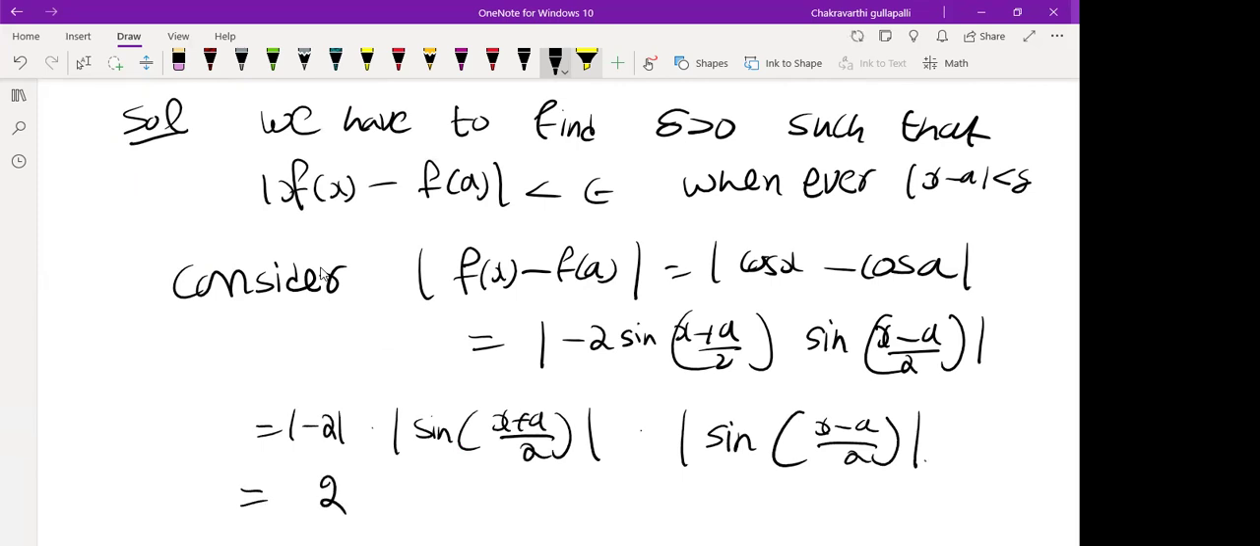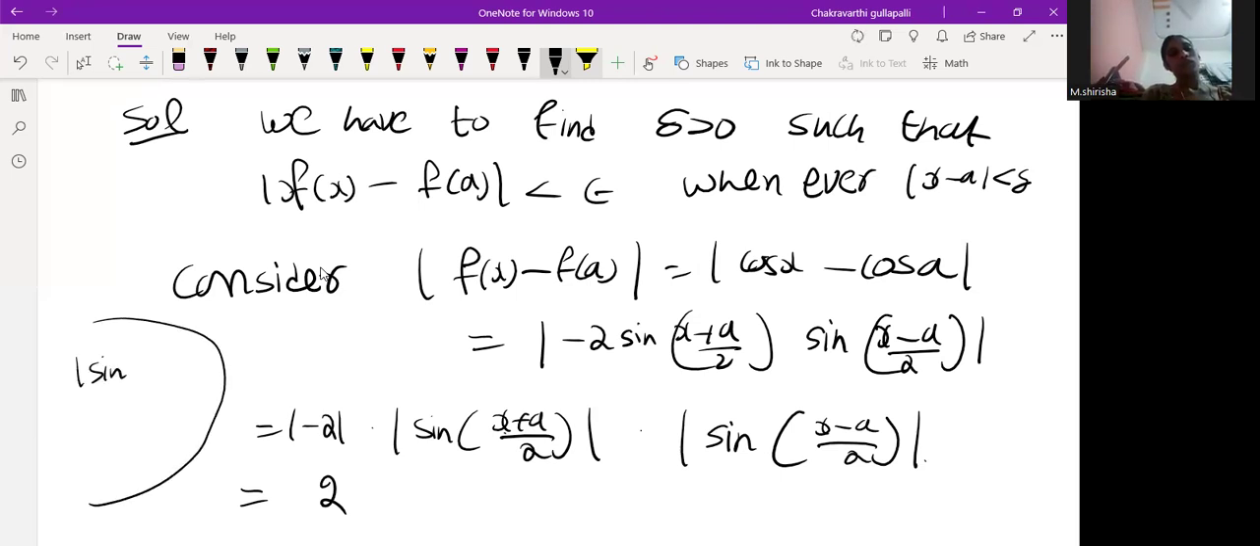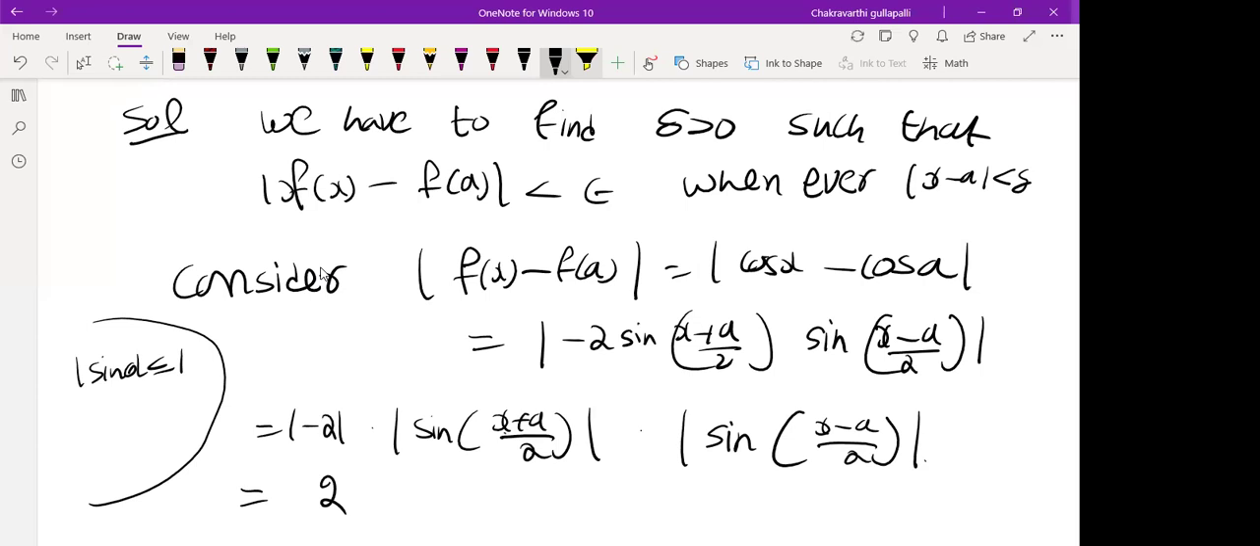Now, sin theta has got two values. If the inside angle is small, two cases are there for sin. Mod sin theta is less than or equal to 1 for all theta. If theta is small, then sin theta is equal to theta. So when you look at it, (x minus a)/2 is small. How do you know? |x minus a| is less than delta, and delta is small. This is still smaller than delta. So if x minus a is small, then (x minus a)/2 is still small. Whenever theta is small, sin theta is theta itself.